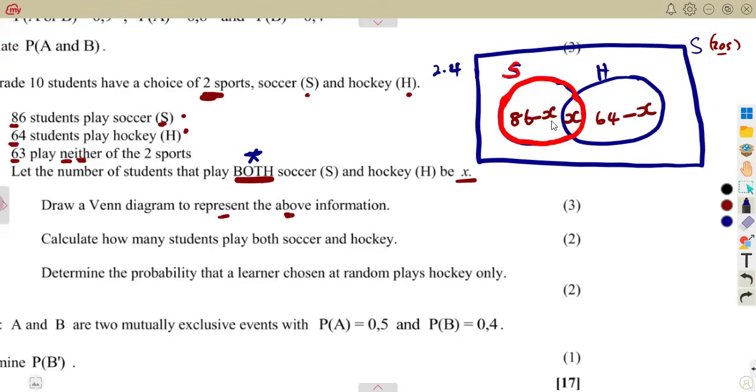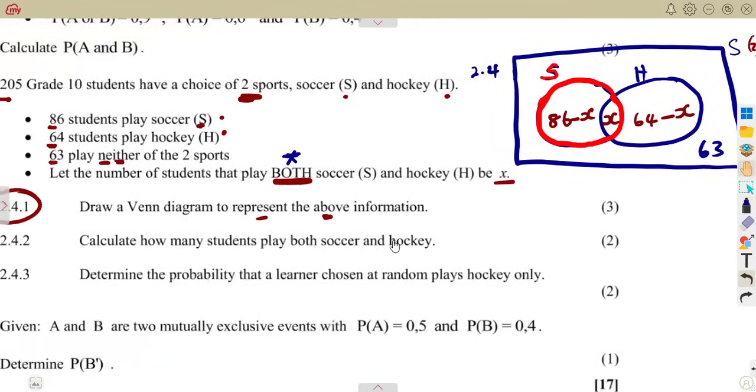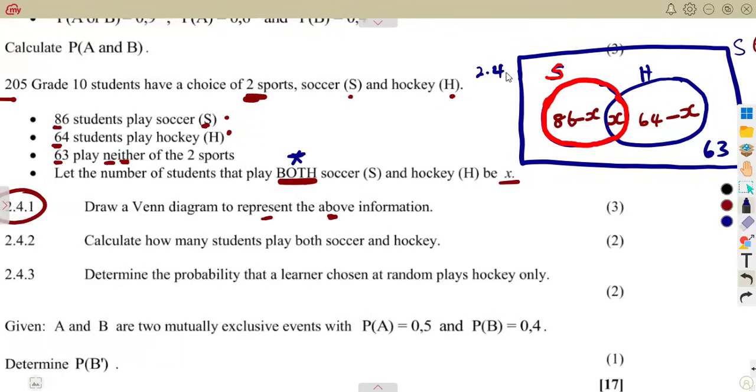If they do not play any of these, they are outside of this soccer and hockey set, meaning to say they're outside. These are the 63 that we are going to have outside. They can say 63 play none of the two, that is neither of the two. They do not play soccer and hockey. All right. So that was your Venn diagram on question 2.41.